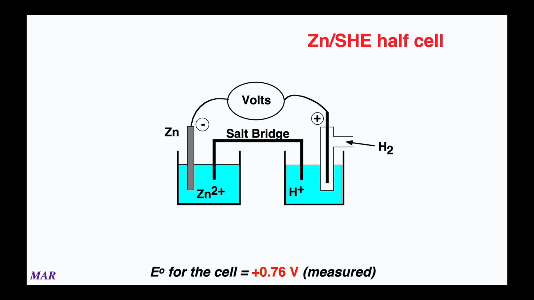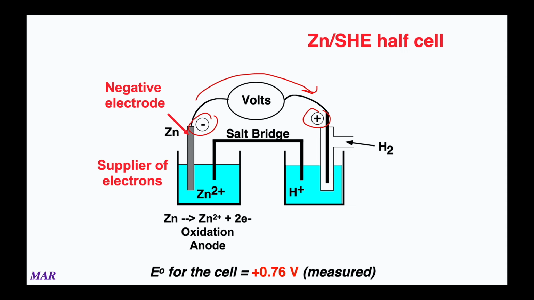Let's go to this reaction. This is a battery. It's zinc and zinc 2+, and we also have the SHE electrode on the other side. And we know that because there's H+ and H2. Now, notice that the electrons are flowing from the negative side to the positive side. So they're flowing this way. That's going to be important to us. The zinc is the negative electrode. It's where the electrons are coming from.